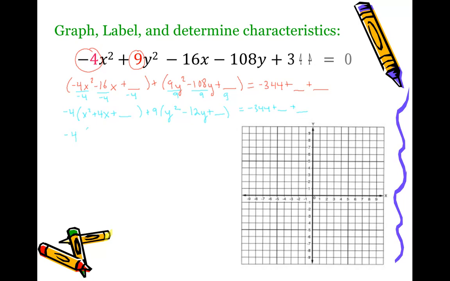So negative 4, this would be x plus 2, because 2 and 2 is 4. So this would be a 4. But you had already divided this number. Like to get this, we divided by negative 4. So you've got to factor that back in. So really, it's a negative 16. So I'm really subtracting 16.